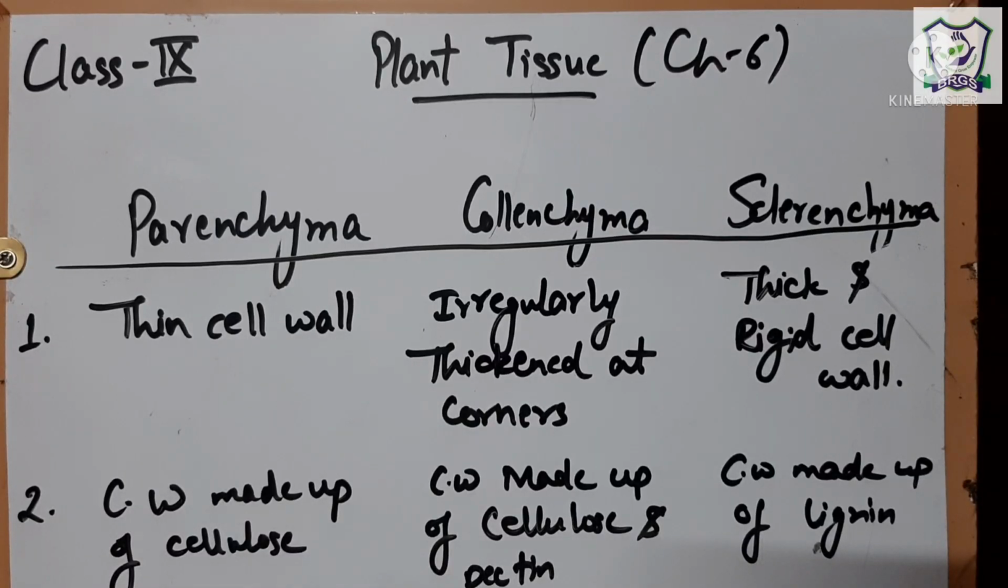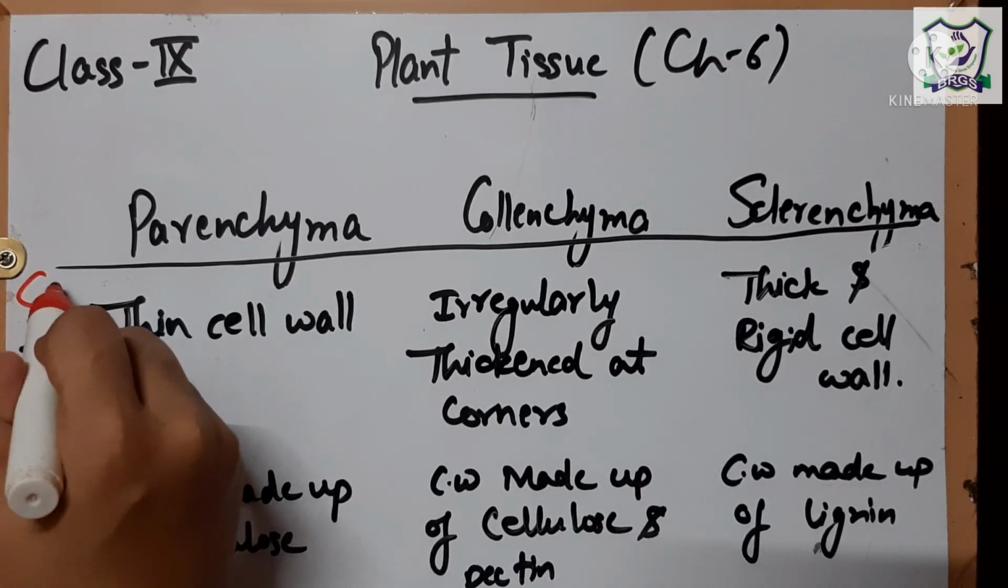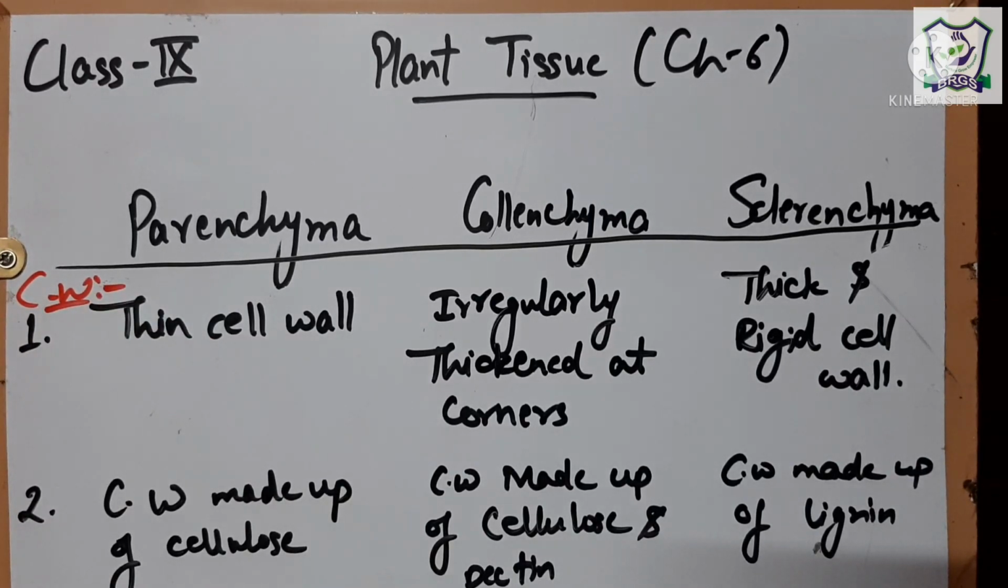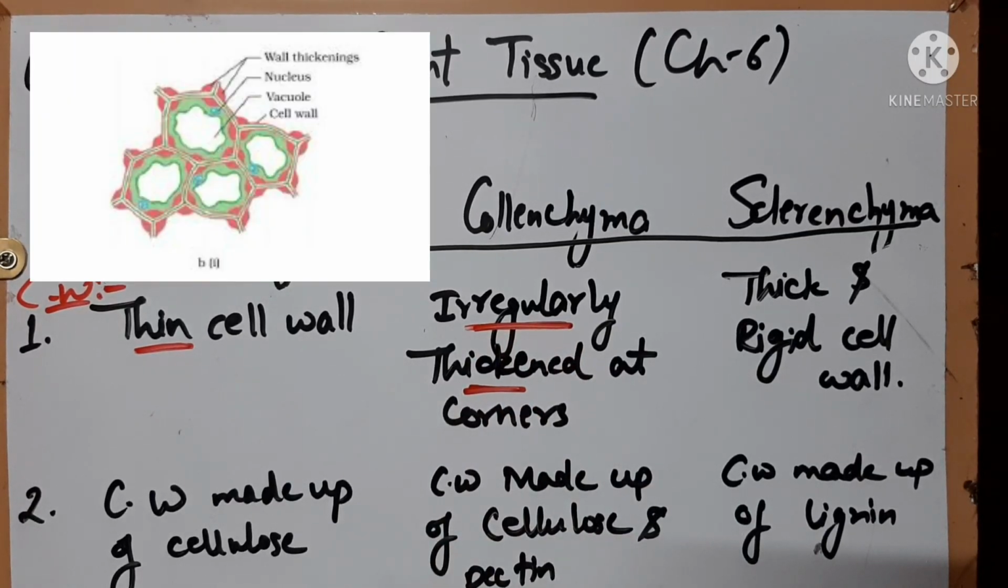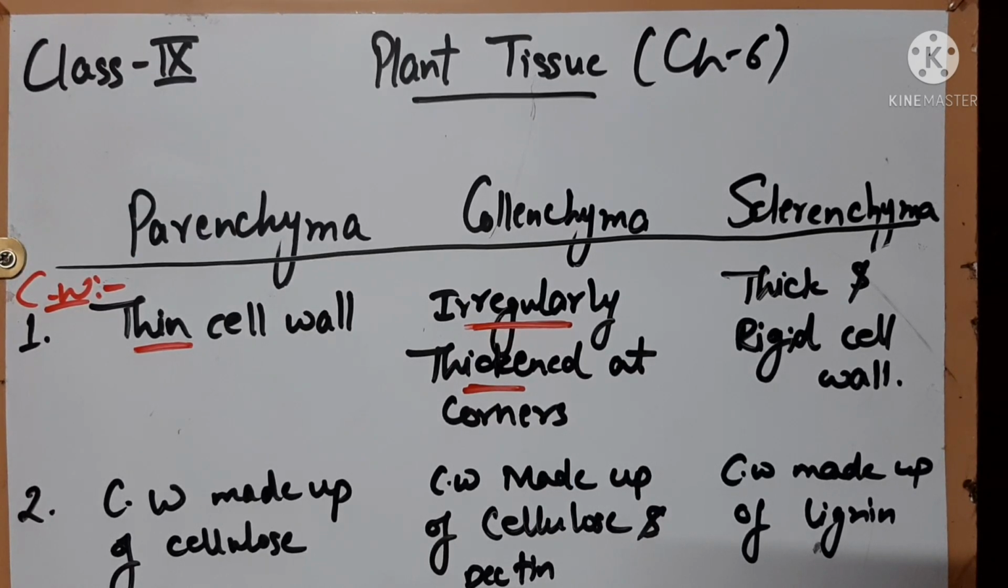Friends, in the previous video we were talking about the simple permanent tissue. In that we have seen three types of simple permanent tissue: parenchyma, collenchyma and sclerenchyma. So firstly let's see the difference between these three. On the basis of cell wall present, in parenchyma the cell wall is thin, right? And in collenchyma the cell wall is thin but it is irregularly thickened at the corners. Shown you a diagram in which we have seen that the cell walls are thick at the corners and they are irregularly thick. They are not regularly thick, right? I hope you all remember that.